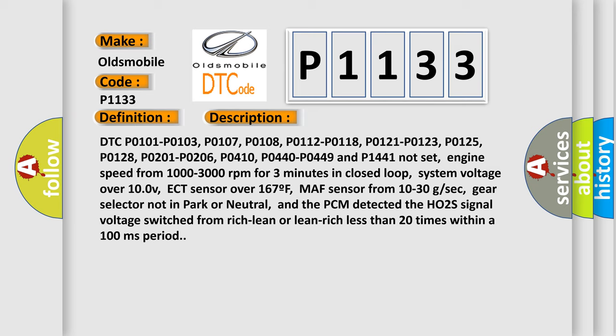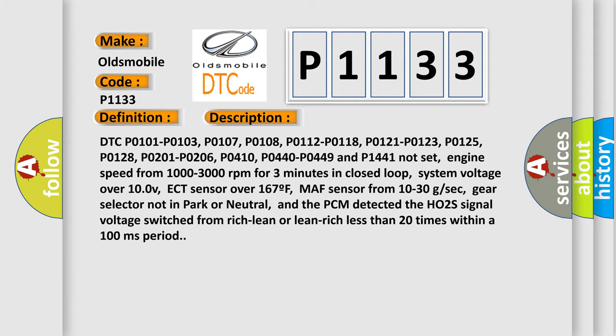Engine speed from 1000 to 3000 revolutions per minute for 3 minutes in closed loop. System voltage over 10.0V, ECT sensor over 167F, MAF sensor from 10 to 30 g/sec, gear selector not in park or neutral, and the PCM detected the HO2S signal voltage switched from rich to lean or lean to rich less than 20 times within a 100 millisecond period.